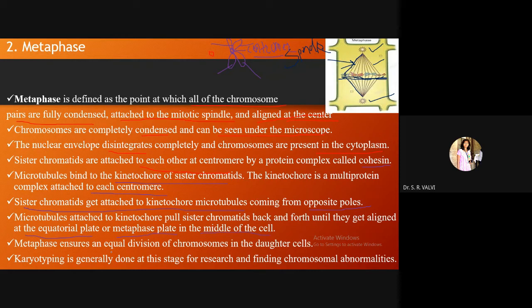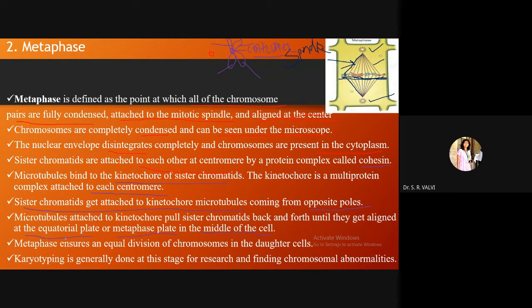So the microtubules are attached to the kinetochore, which is present within this centromere, right? Kinetochore is nothing but again one kind of protein which is attached to the centromere. So what is the role of this kinetochore? It moves these chromosomes back and forth until all the chromosomes are aligned at a central or middle line, right?